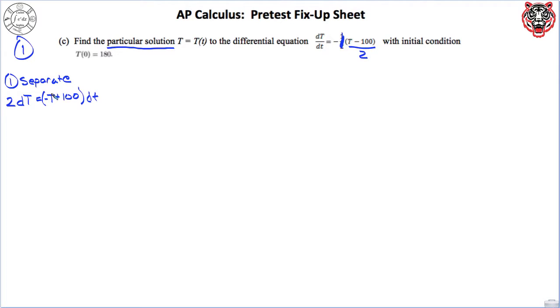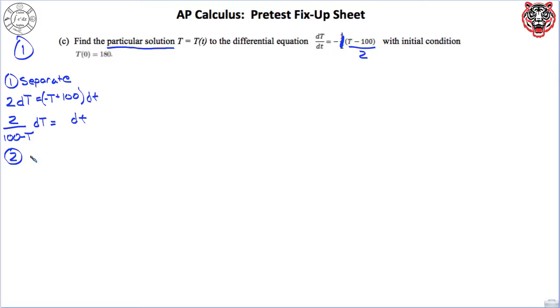Okay, you'll notice that I have a capital T on the right, but capital T's need to be on the left, so I'm going to go ahead and divide both sides by negative t plus 100, and this is going to be 2 divided by, we'll change this to 100 minus t to make it look nicer. D capital T is equal to, just nothing over here, d lowercase t. Okay, we separated the variables correctly. On to step number 2.